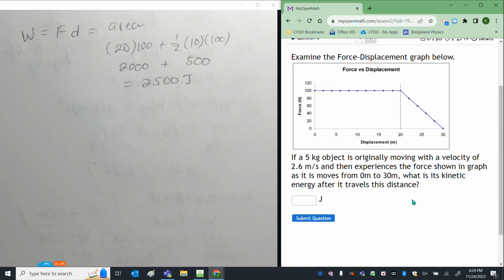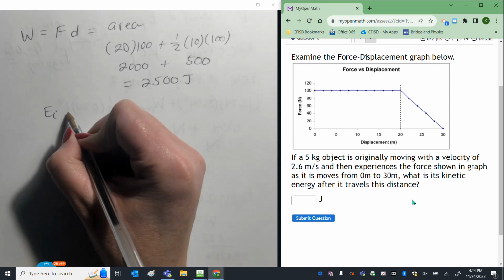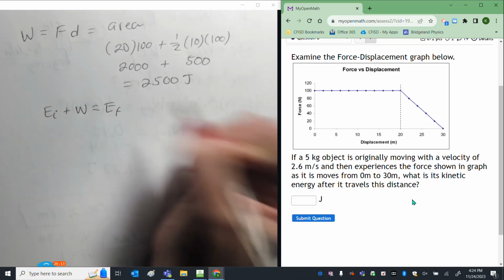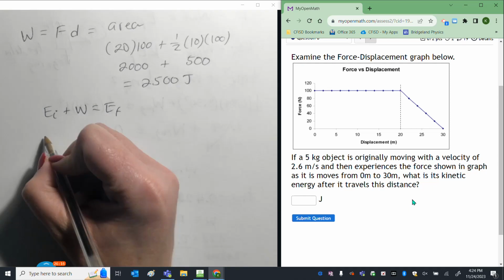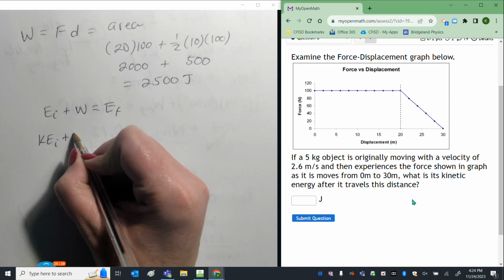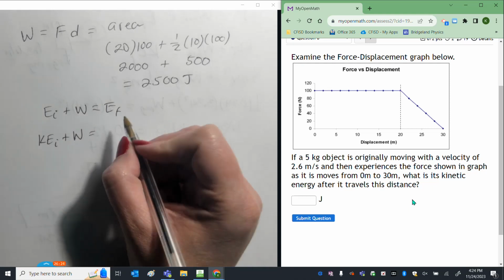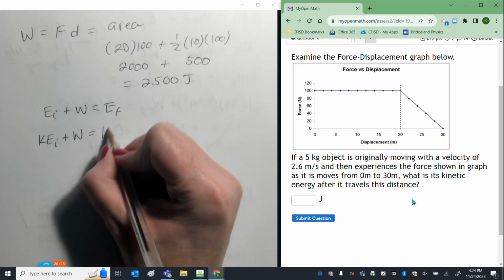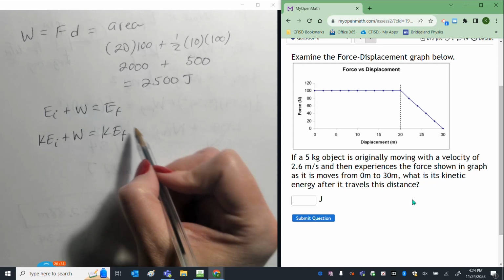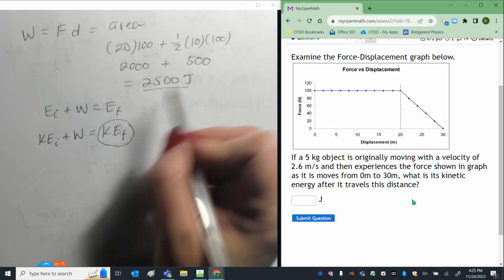Okay, so we have this object that's initially moving. So let's write an energy transfer equation. Initial energy plus work equals final energy. Okay, so our initial energy is kinetic. We have a moving object, and then we have work done on that object, and then at the end we have kinetic energy afterward. And this is what it wants to know, what is its kinetic energy at the end. We just found the work a minute ago, so we just need to get the KE here.